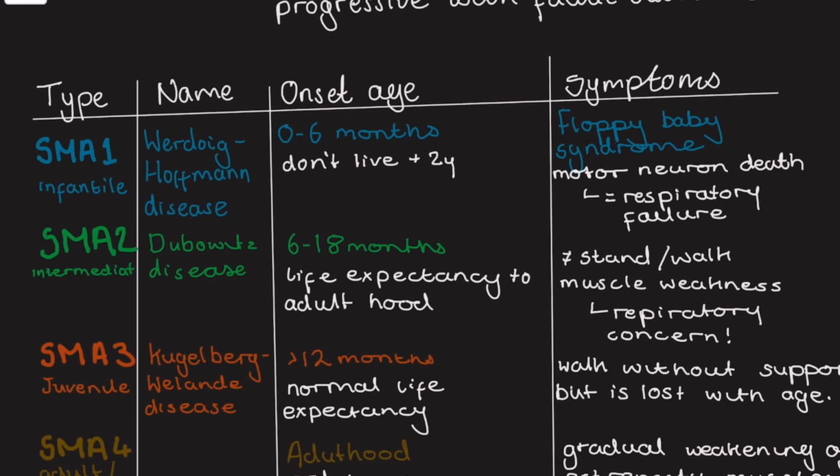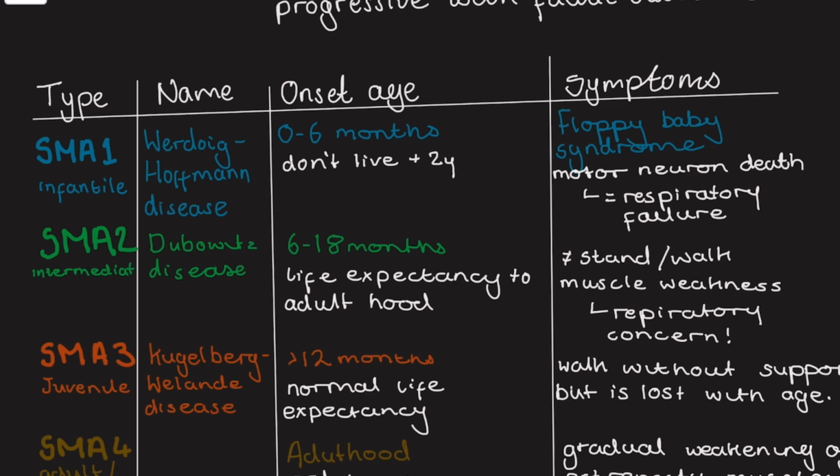So the first one is SMA1, which is infantile. It often occurs between the ages of 0 and 6 months, but can occur as early as a couple of weeks old. The main symptom is described as floppy baby syndrome. So it's rapid motor neuron death, which results in degeneration and death of major bodily organs, specifically the respiratory system, which induces respiratory failure, and that's what causes most of the death.